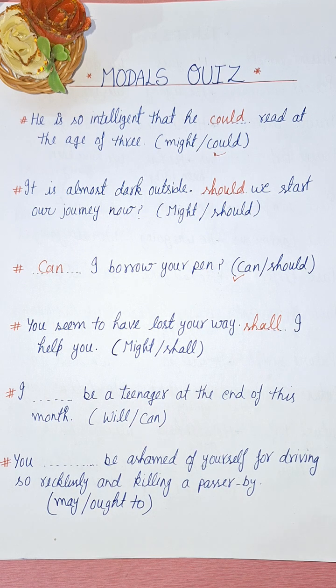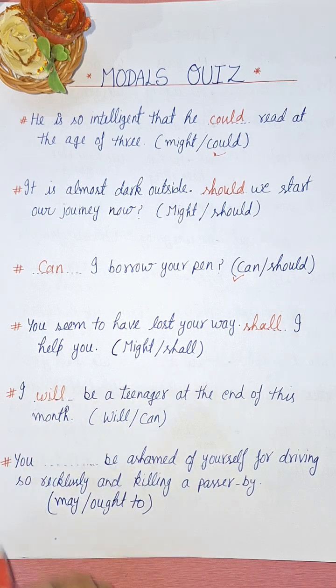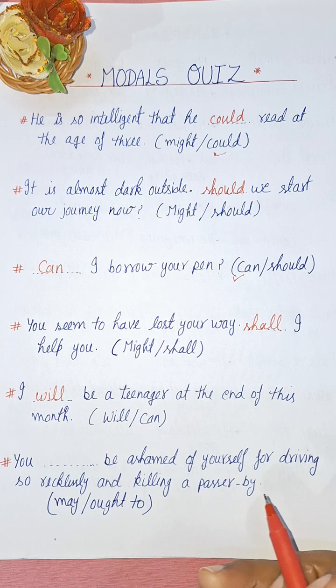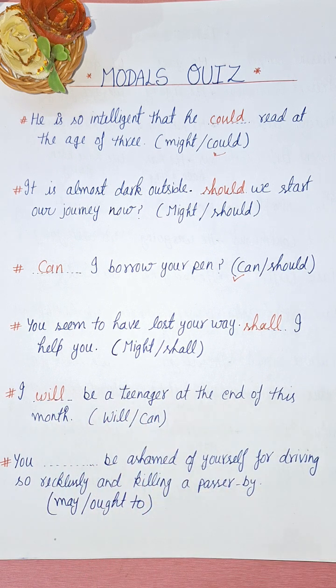Next, I be a teenager at the end of this month. So here will is the right option. Why? Because we use will to show prediction and future promises, hai na? We use will for future promises and predictions. So that's what, I will be a teenager at the end of this month.